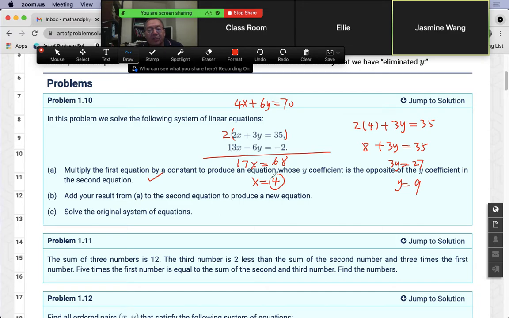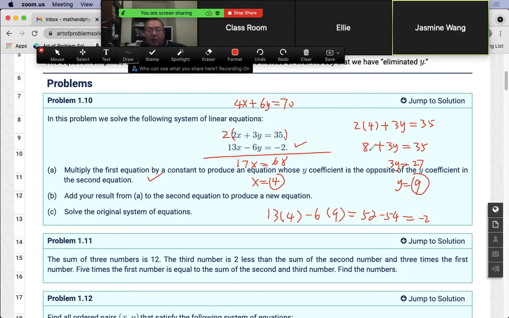Okay, so then you can plug in these two numbers to the second equation to check: 13 times 4 minus 6 times 9. You check if this one equals negative 2. So that's 52 minus 54. So therefore this one equals negative 2. So that means the second equation is also satisfied.